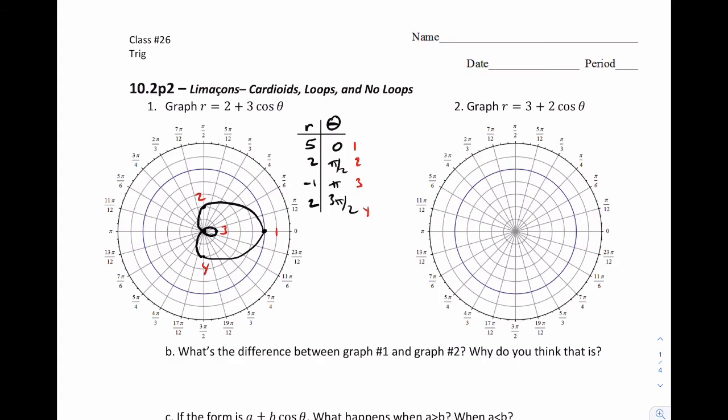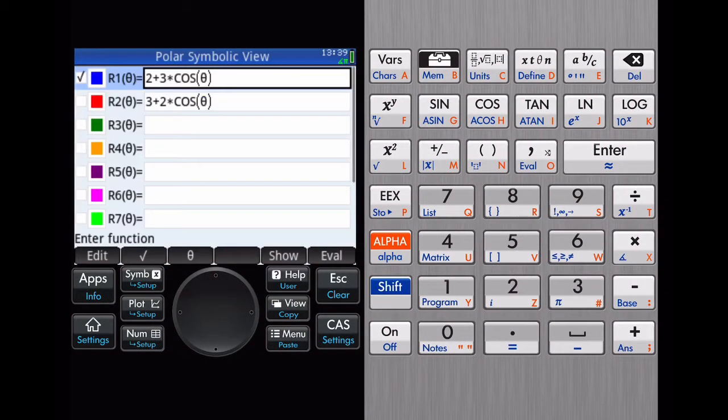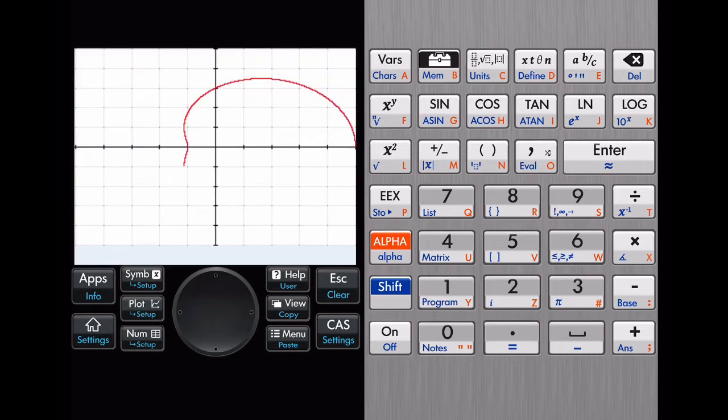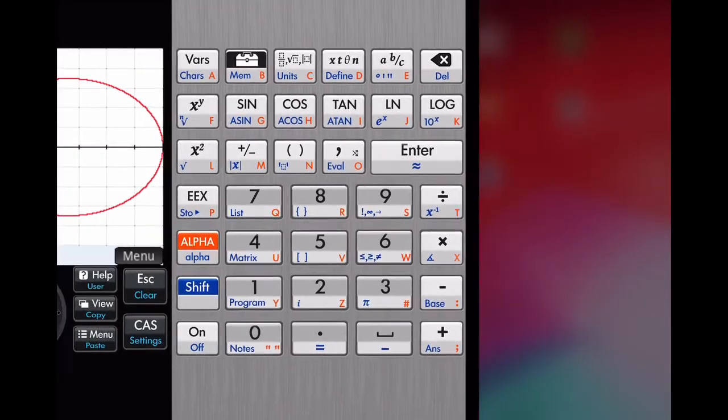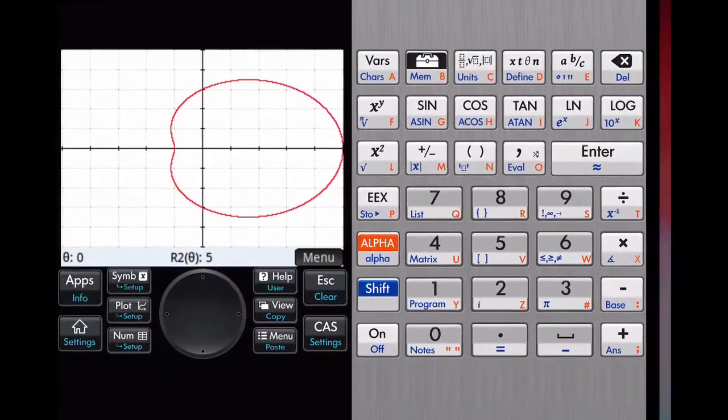Now let's go to the other one. 3 plus 2 cosine theta. So pretty similar, except notice how there is no loop there. Interesting. So let's copy that down. So 5, 0 is still there. There's this 0, 3, 0, negative 3, and that appeared to be negative 1, 0. Let's double check that. Yep.